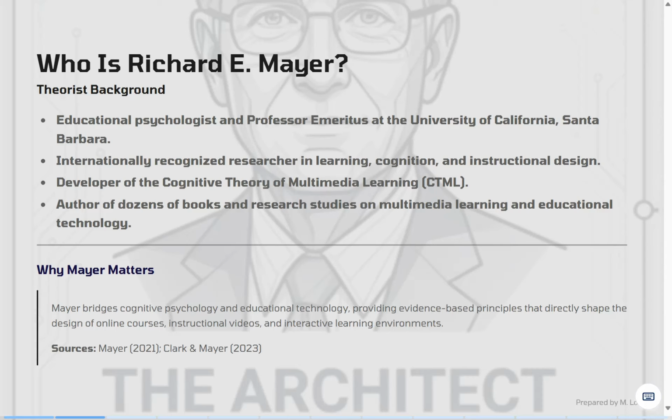His research combines cognitive psychology with instructional design. He developed the cognitive theory of multimedia learning, or CTML. His principles are based on decades of empirical research, not educational trends or assumptions. His influence extends from online courses, instructional videos, and e-learning, all the way to the design of AI-supported learning experiences. To better understand why his work has had such a lasting impact, let's look at how CTML developed over time.